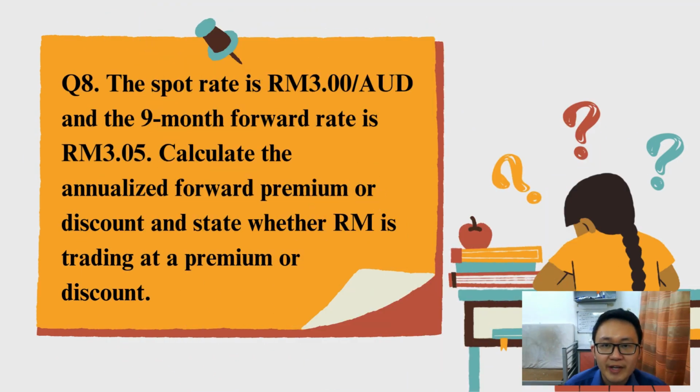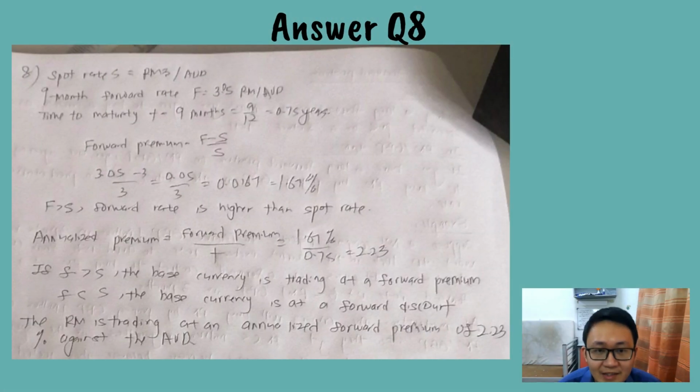The spot rate is 3 ringgit and the 9-month forward rate is 3 ringgit and 5 cents. So calculate the annualized forward premium or discount and state whether the ringgit Malaysia is trading at a premium or discount. So this is the answer for question number 8. First we need to calculate the forward premium, using F minus S over S, and we get the answer of 1.96%.